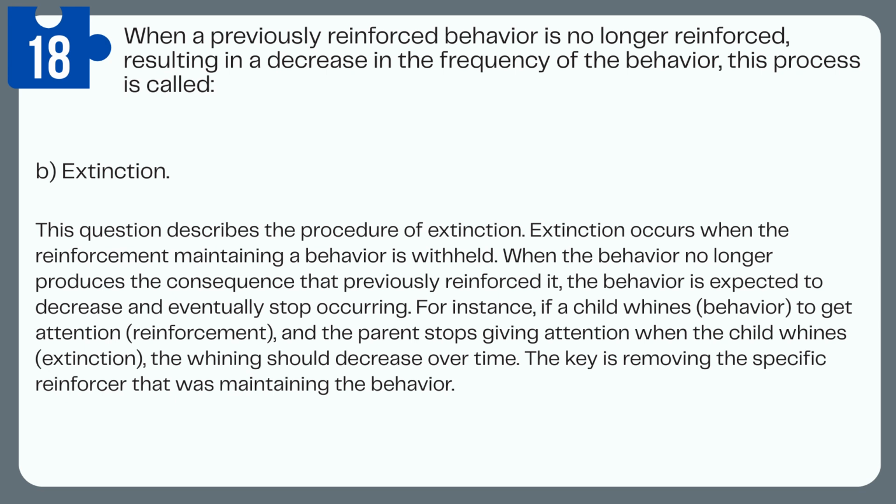Extinction occurs when the reinforcement maintaining a behavior is withheld. When the behavior no longer produces the consequence that previously reinforced it, the behavior is expected to decrease and eventually stop occurring. For instance, if a child whines (behavior) to get attention (reinforcement), and the parent stops giving attention when the child whines (extinction), the whining should decrease over time. The key is removing the specific reinforcer that was maintaining the behavior.